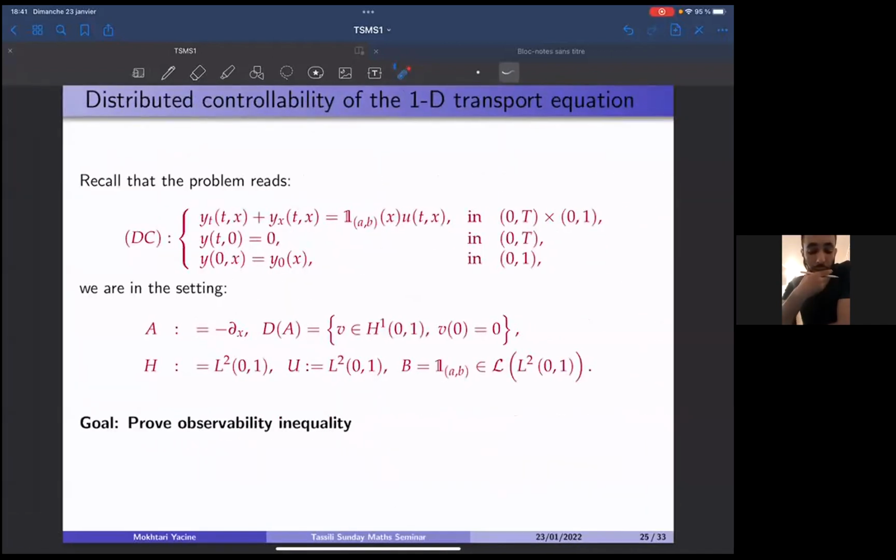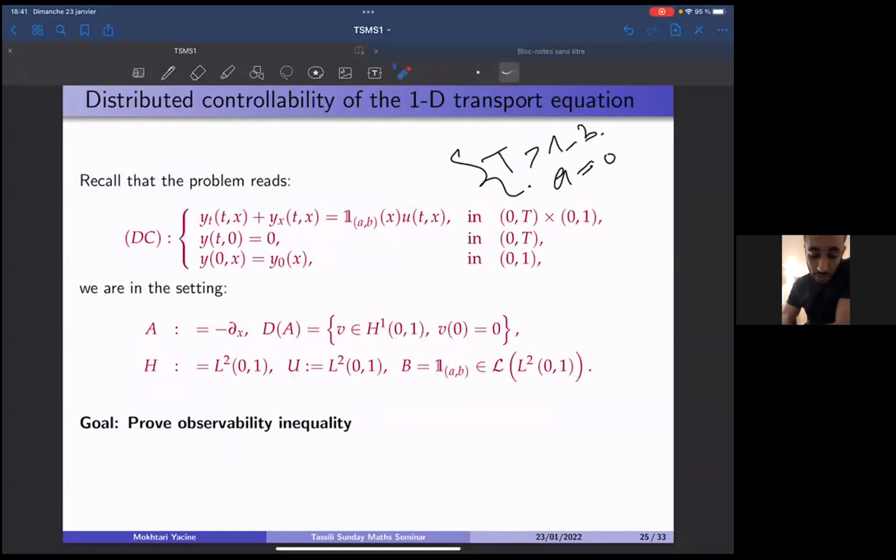Okay, so let us go back now to our example. As we studied the controllability for the transport equation, we have found two necessary conditions. The first is that the time must be larger than 1 minus b, and the second one is that a must be 0. And let's now prove that these two conditions are also sufficient by proving the observability inequality for the system.